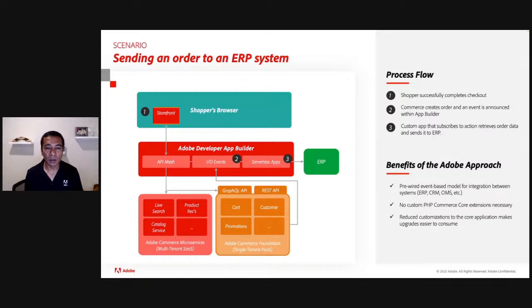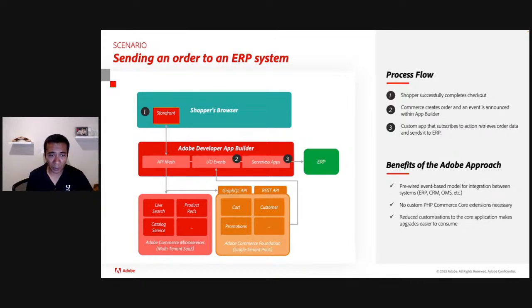Now, that app can do a couple of things. It could maybe just send that order as is to the ERP system, or it could potentially come back to Commerce, get some additional data, maybe transform the data in a way that fits a format that the ERP is expecting, and then send it over to the ERP system.